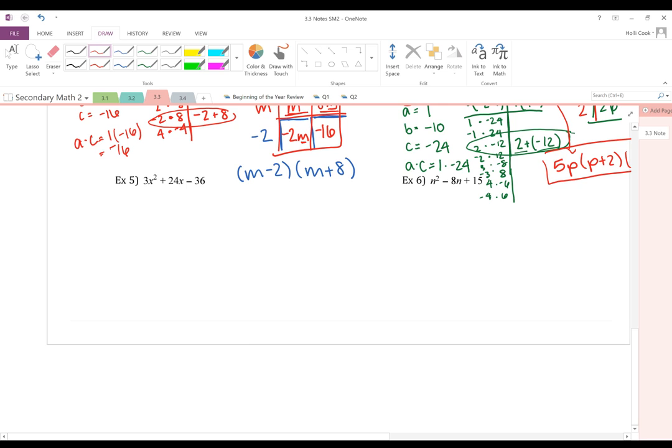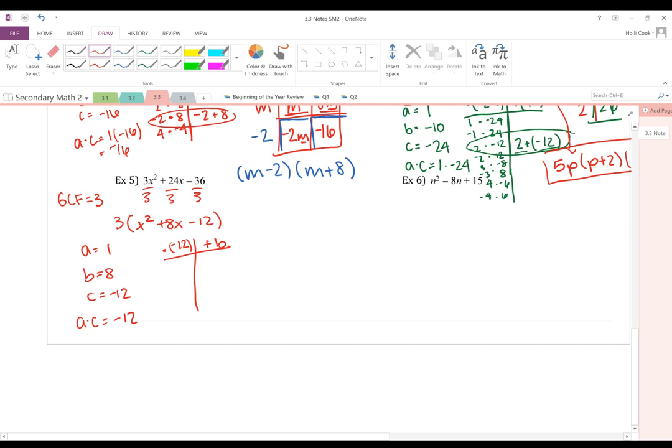All right, so example 3, check for a GCF, and this GCF is 3. So if we divide out by 3, you should get x squared plus 8x minus 12. So a is 1, b is 8, c is -12. A times c is -12. So it multiplies to -12 and adds up to b.